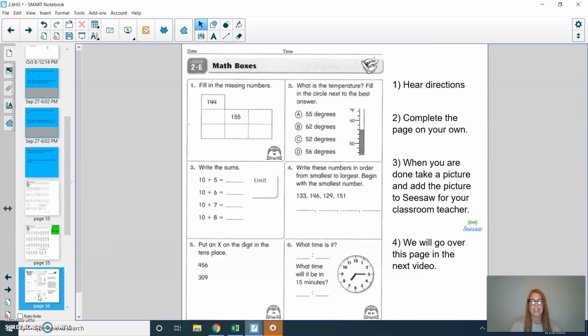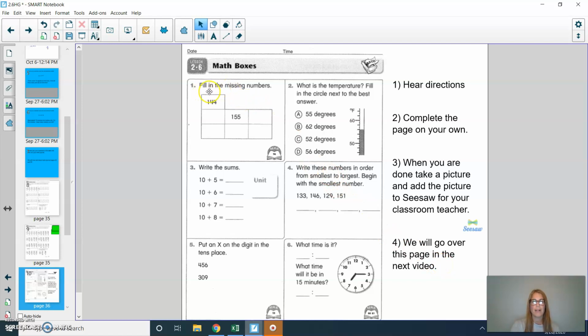The last thing that we're going to do today is talk about our math box page. So this is page 36. We'll first talk about the directions, then I'll ask that you complete the page on your own. When you're all done, if you could take a picture and add the picture to Seesaw for your classroom teacher, we will go over this page in our next video.